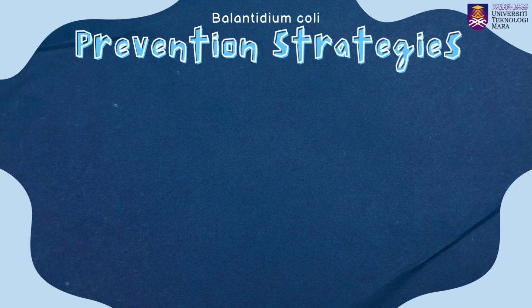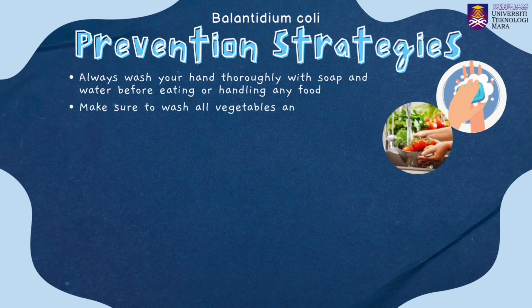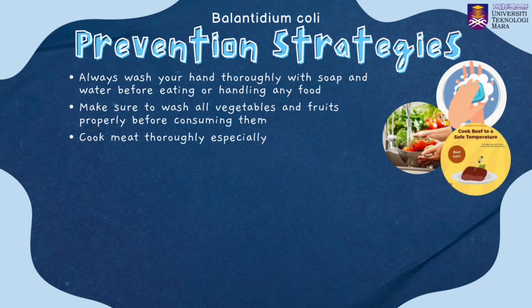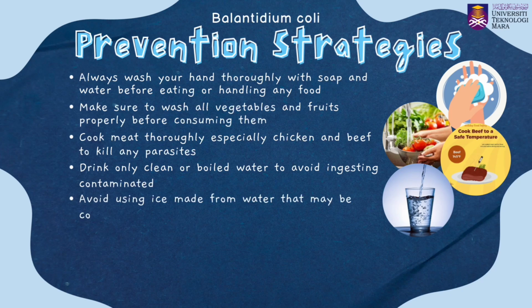Prevention. To prevent infection by Balantidium coli, always wash your hands thoroughly with soap and water before eating or handling food. Wash all vegetables and fruits properly before consuming them to remove any possible contamination. Cook meat thoroughly, especially chicken and beef, to kill any parasites. Drink only clean or boiled water to avoid ingesting contaminated cysts, and avoid ice made from potentially contaminated water.